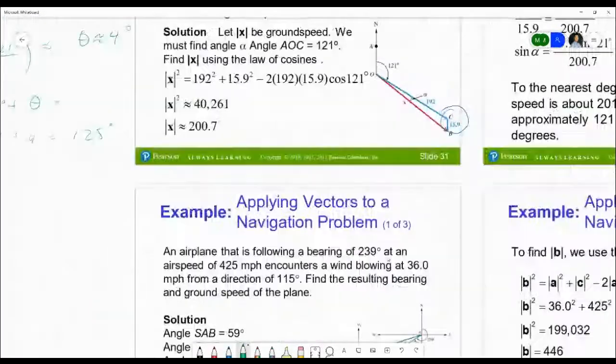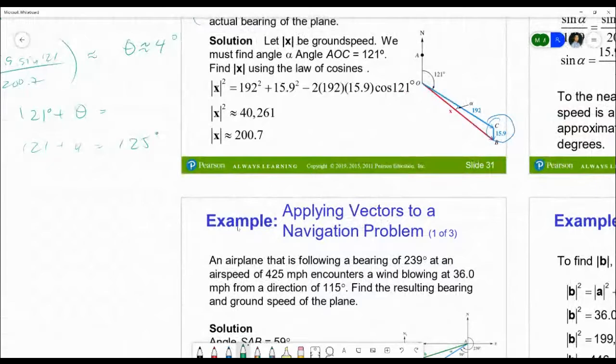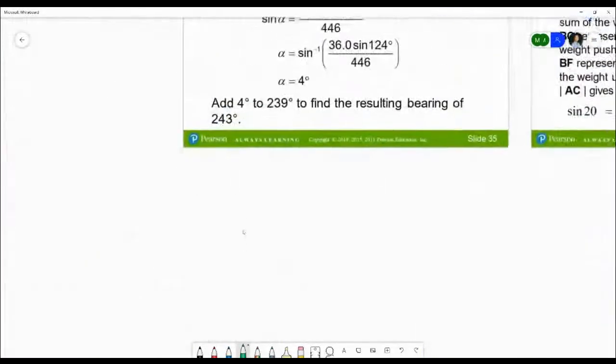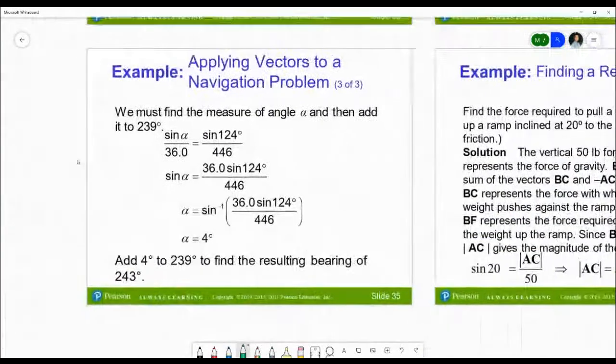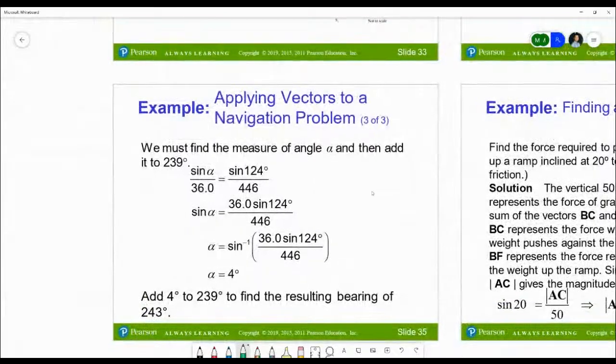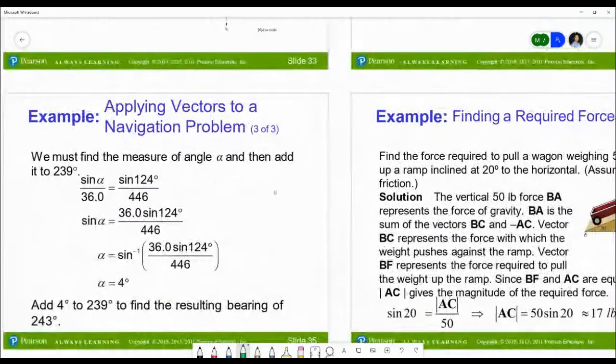All right, so now we're going to get to the hard problem. Let's see. I think this is the last one, right? No, we have 2 more. Oh yeah, the force problem.